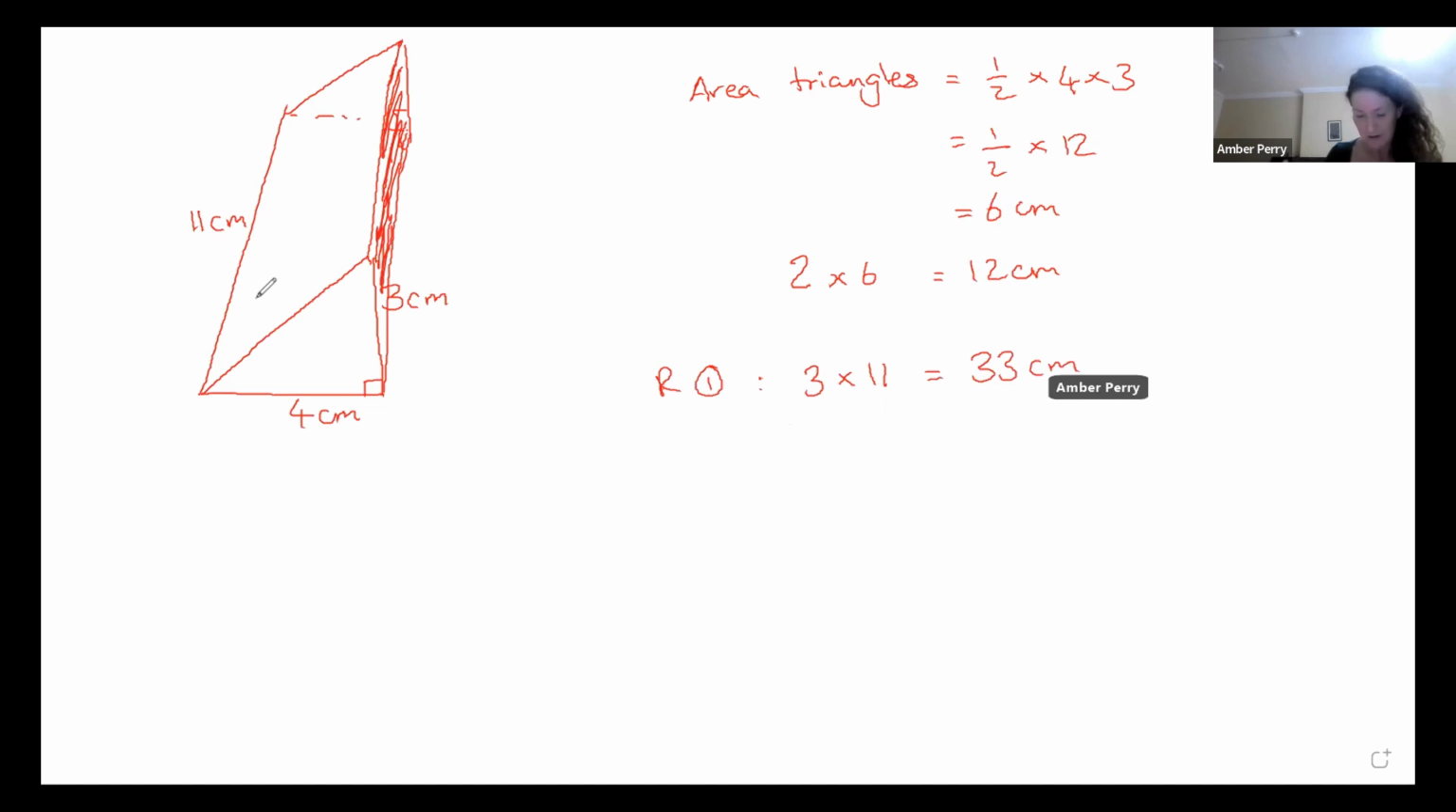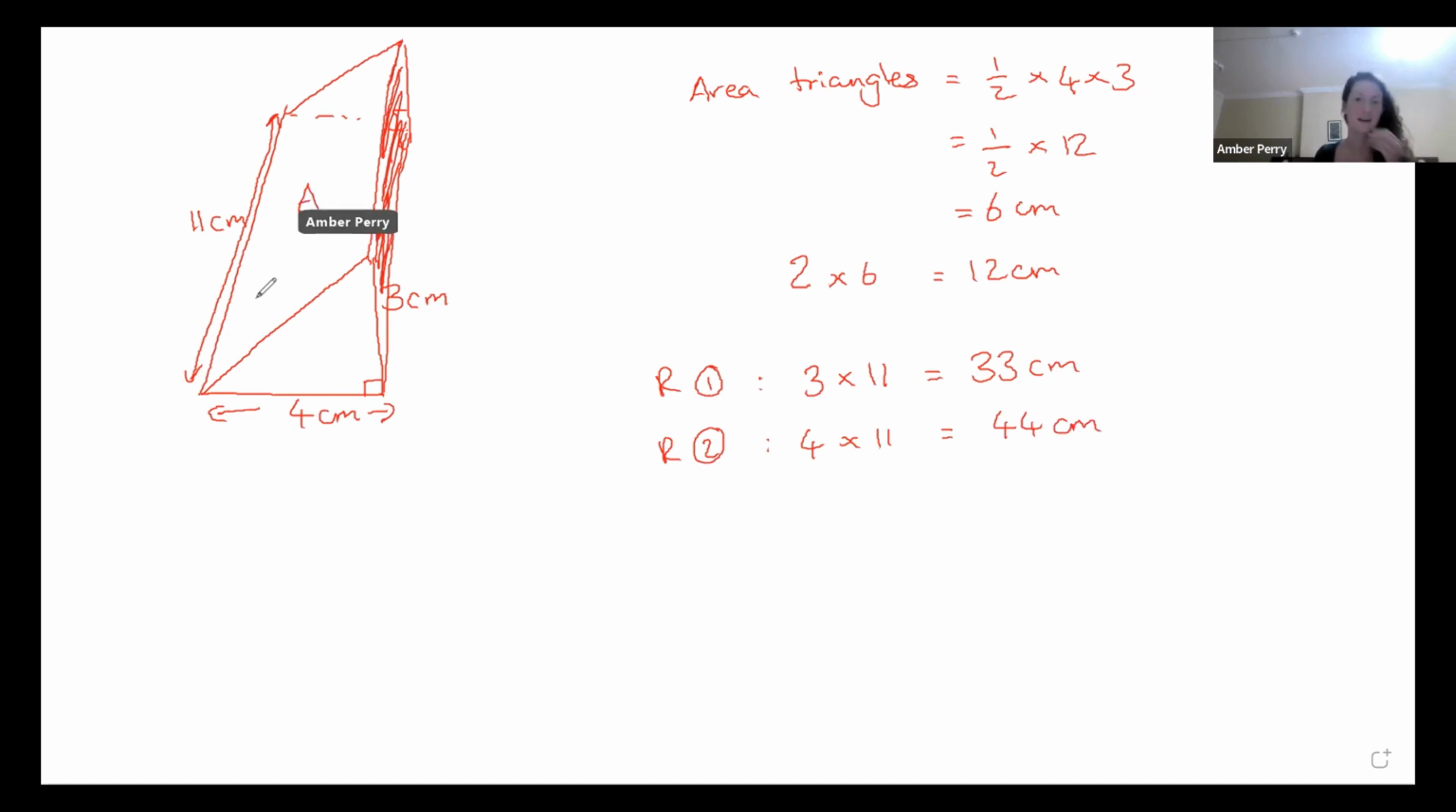I've been given enough information to do this bottom rectangle, the one that it's sitting on. Okay, that's going to be 4 times 11. So rectangle 2 is 4 times 11, which is 44 centimeters. But what I've not been given enough information for is this one. I'm going to call it rectangle A. It's this one kind of facing the sky.